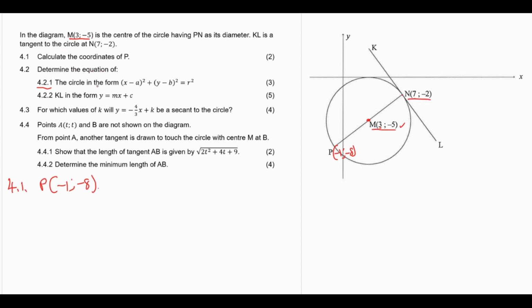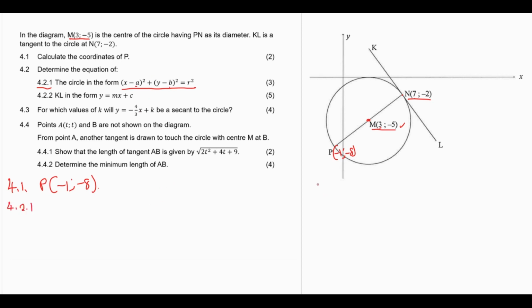Determine the equation of the circle in the form (x minus a) squared plus (y minus b) squared is equal to r squared. So this is the general equation of a circle, where a and b are from the coordinates of the center of the circle.